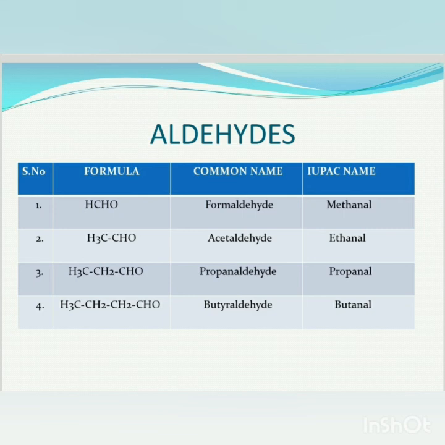So, for example, formic acid. The formula of formic acid is HCOOH. In this, the functional group is C double bond O OH, so that's why it is an acid. The name of this compound, HCOOH, is formic acid.